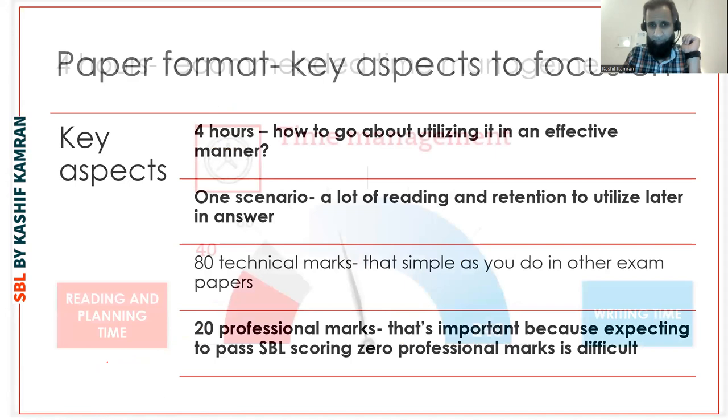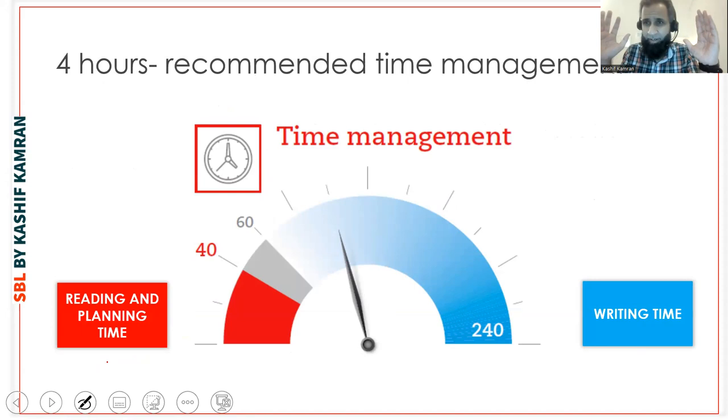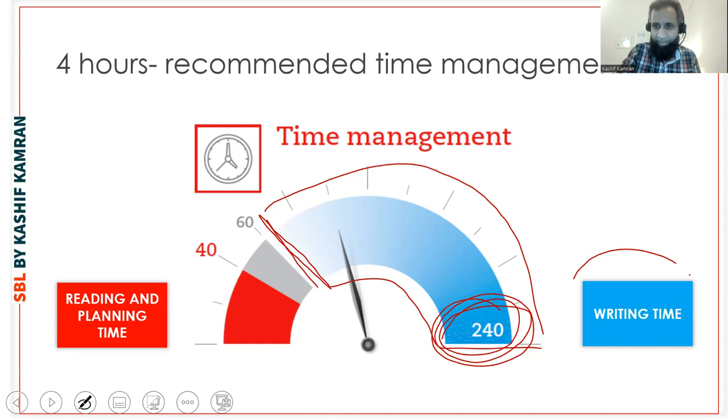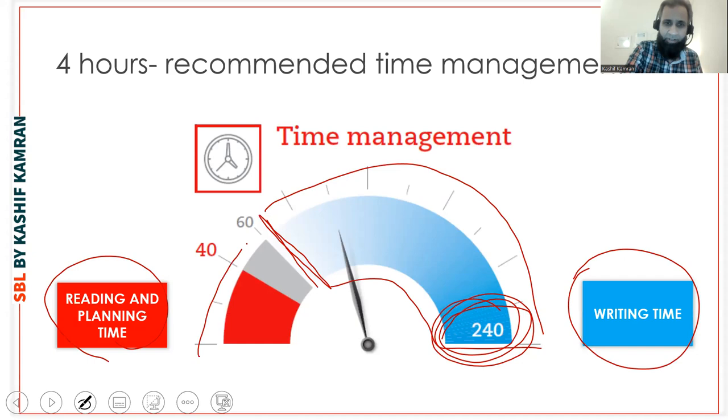Now, this is how 4 hours should look as per ACCA guidance. 4 hours means 240 minutes. The area in blue is the writing time as per ACCA, and the area in red is the reading time. One hour on average, maximum, is the reading and planning time. Some students do take 40 minutes, but I think the average student takes 1 hour. I believe you should keep 1 hour because that's a better rule of thumb.